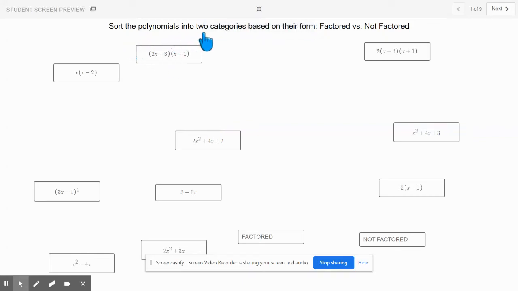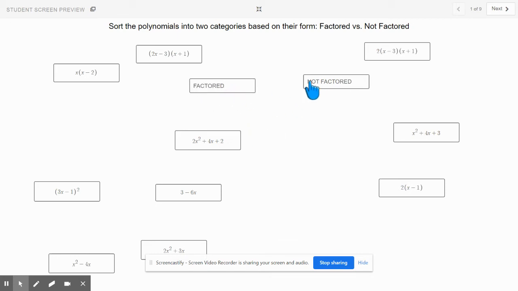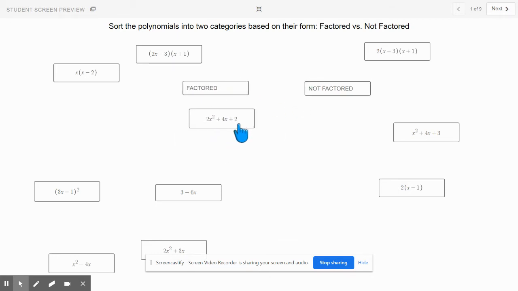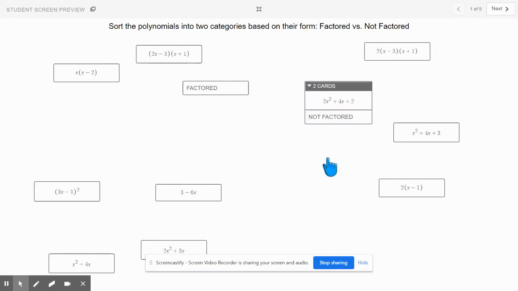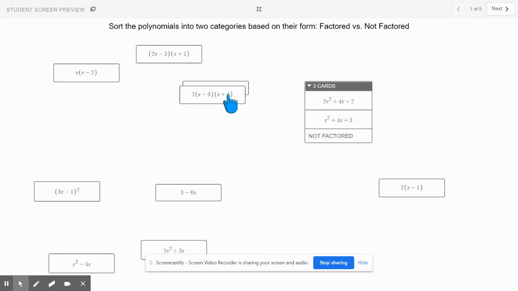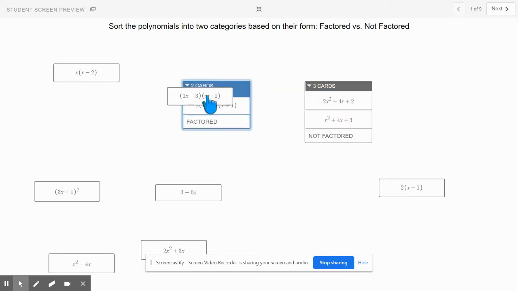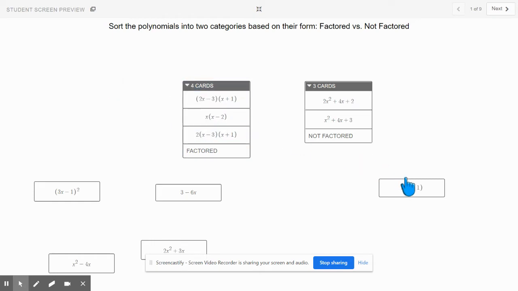Sort the polynomials into two categories based on their form, factored versus non-factored. All right, this one was a little interesting. I want to make sure you understand. We're reviewing, by the way, factored versus non-factored. All right, is this factored out? No, okay. These could still be factored, right? This one is, that's an answer. We can have an answer look like this. This is factored. This is factored.